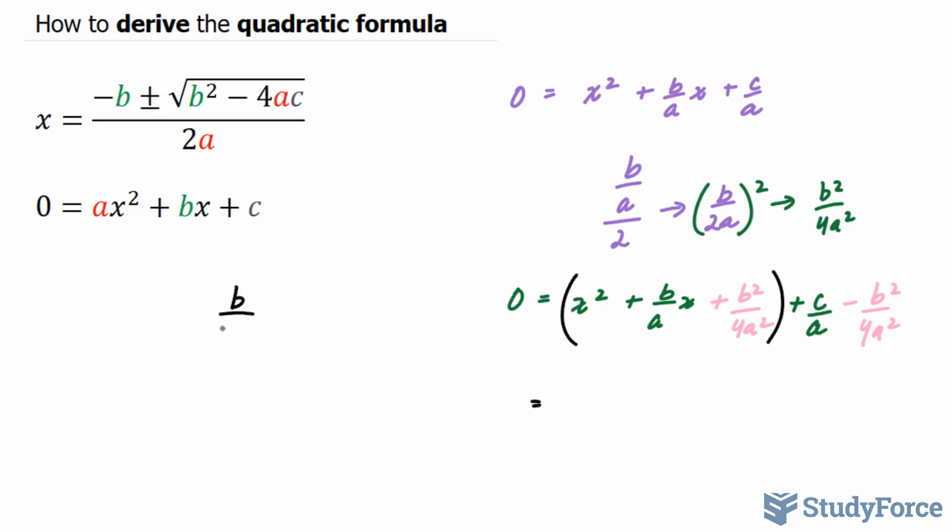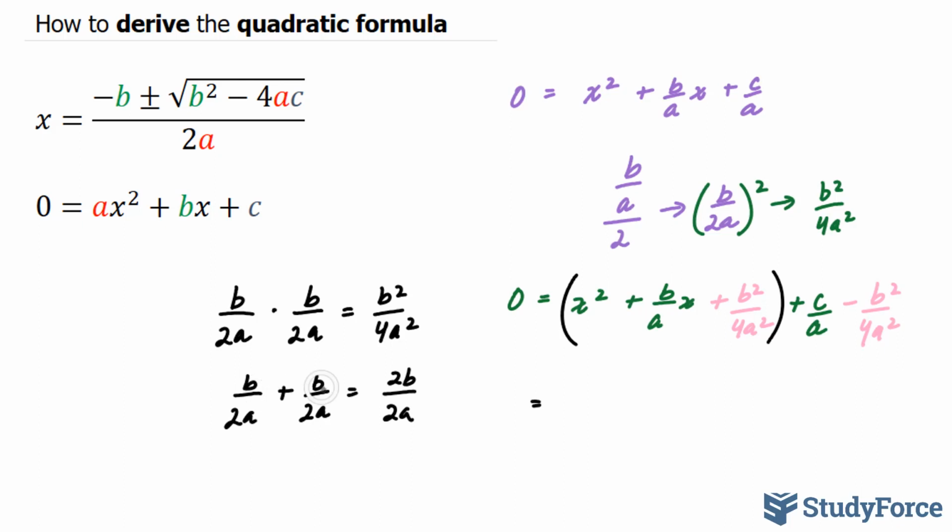b over 2a times b over 2a will give you b squared over 4a squared. And similarly, b over 2a plus b over 2a will equal 2b over 2a. Notice that when you add 2 fractions, you keep the denominator the same, and you simply add the numerators. So the 2's cancel out, leaving you with this coefficient, b over a.